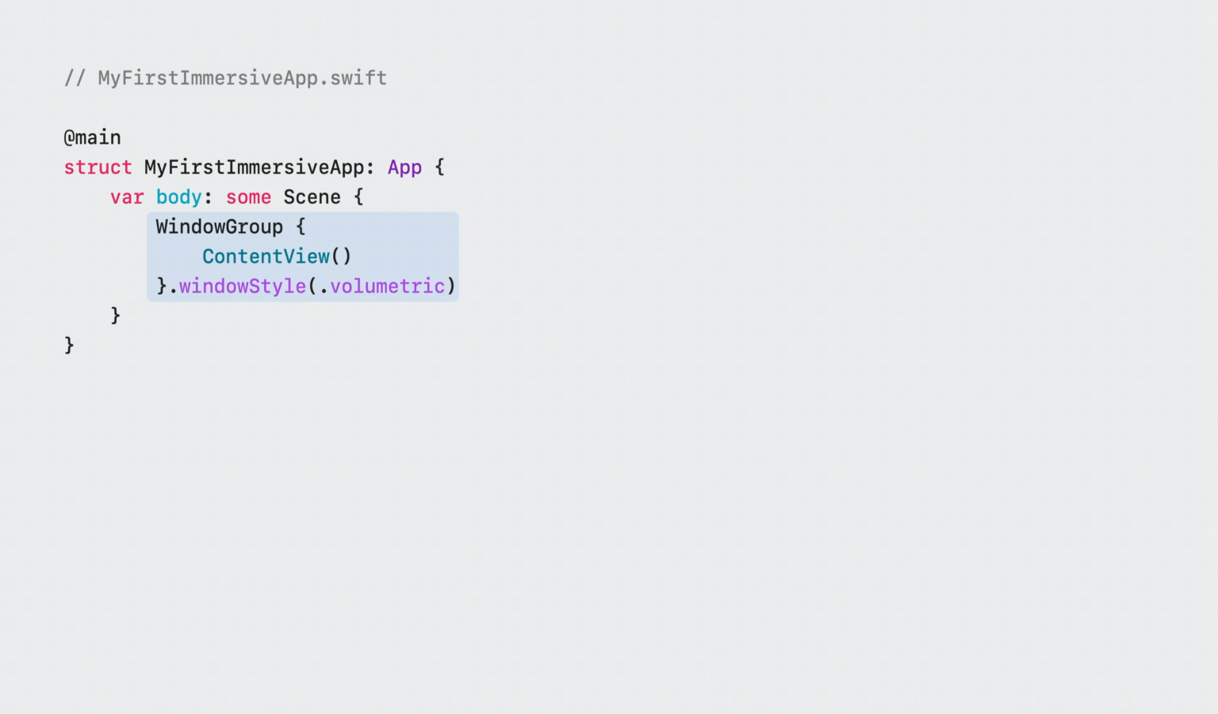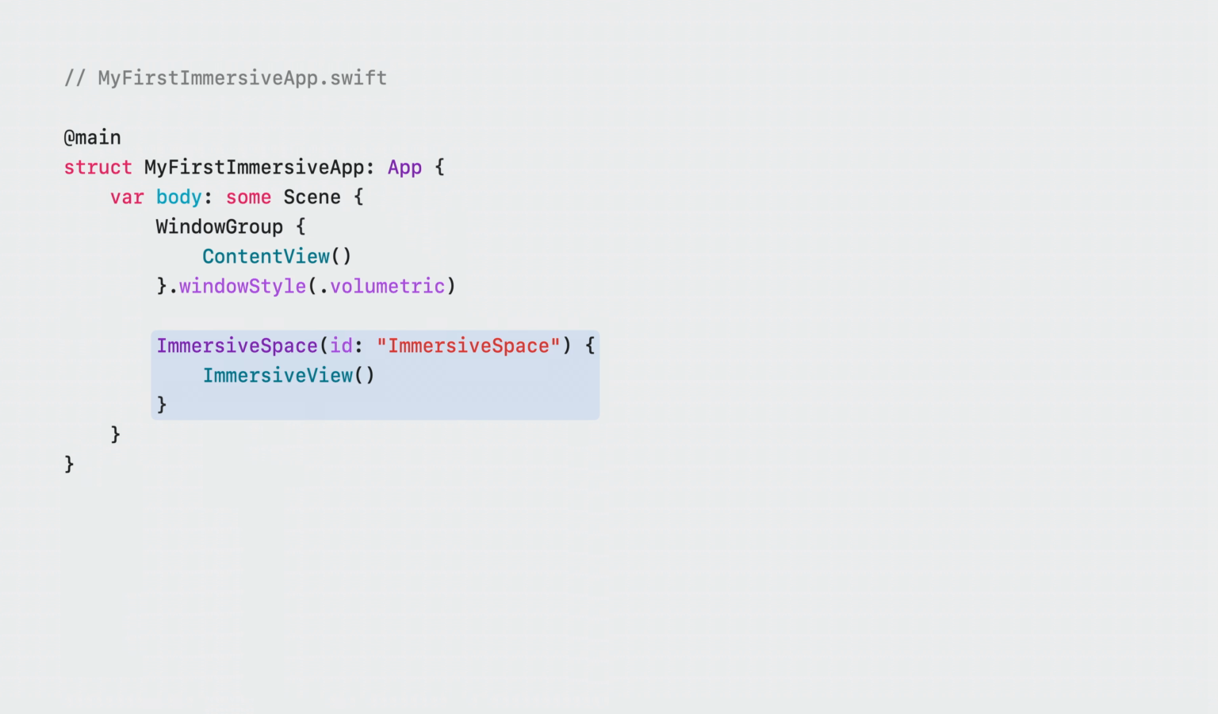The first scene in the body property is the one that will be presented by the app when it is launched, and you can add additional scenes to your app by adding them after the first scene. We'd like our app to present an immersive space with the content we just created in Reality Composer Pro. The space will show the contents of a new view called Immersive View that we will add to our app. We need to assign an ID to the space. We've chosen the string immersive space as its ID, which we will later use when we open the space.